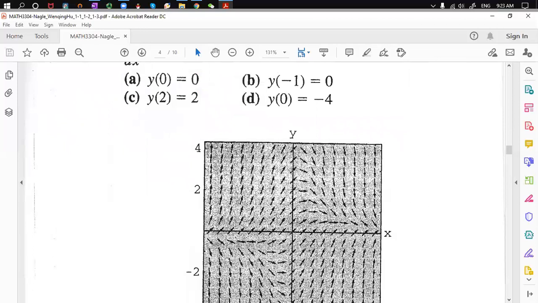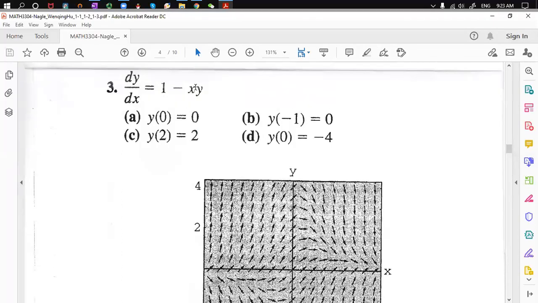Now, as long as your xy grows in the first quadrant, your x multiplied by y is going to be larger and larger. So 1 minus xy is going to be more and more negative. So it's natural to see that your arrows are pointing downwards more and more. That's a very natural trend of the slope field, right?